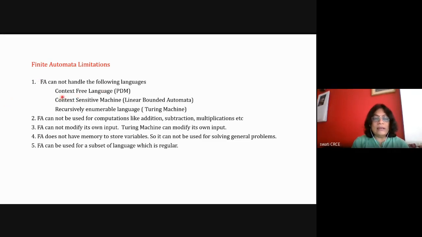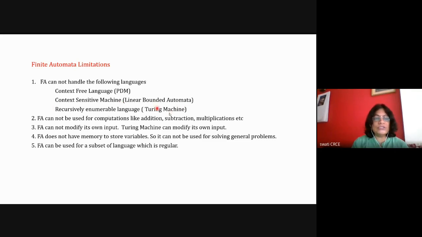Then there is the push down machine, which is more powerful. Its language is the context free language. So we are now learning a new language, the context free language, for the push down machine. Then there is a language called context sensitive language, and the machine that can recognize this language is a linear bounded automata, which is more powerful than the push down machine. And then we have the Turing machine, which can understand the recursively enumerable language, the language which supports recursion.